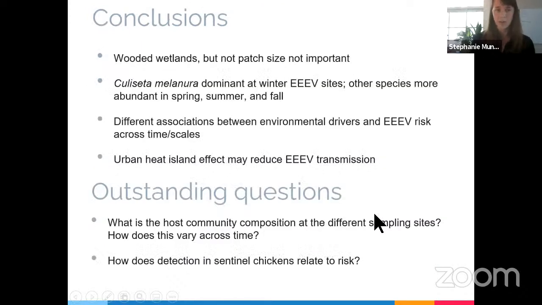So to conclude on this project, wooded wetlands, but not patch sites, were important in determining how often EEE was detected. So that might mean that it doesn't take a large fragment of wooded wetland to sustain this transmission cycle. The Culiseta melanura is dominant at winter EEE sites. However, other species do become more abundant in the spring, summer, and fall, and they likely are playing that important role in being a bridge vector. Also, there were different associations between environmental drivers and EEE risk when you're exploring things across different times and scales.